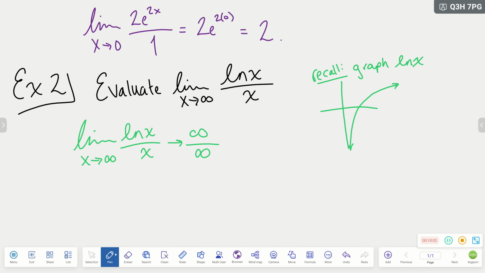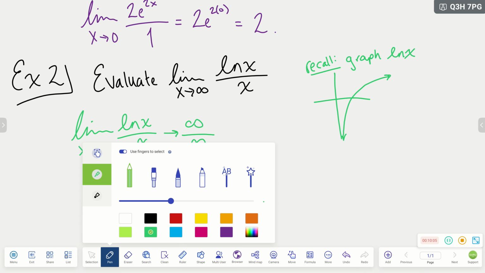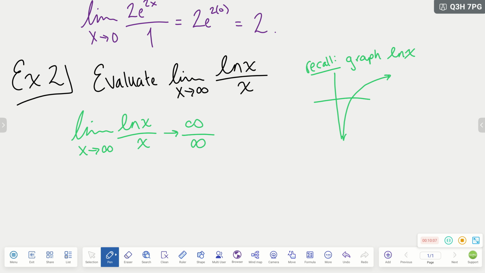Okay, so that means that I can take the derivative of the top and the derivative of the bottom. So I get the limit as x approaches infinity. The derivative of ln x is 1 over x. The derivative of x is just 1. Equals, okay, if I have my denominator getting really, really big, then that means that I'm getting closer and closer to 0. So this answer is then 0 divided by 1. Okay.